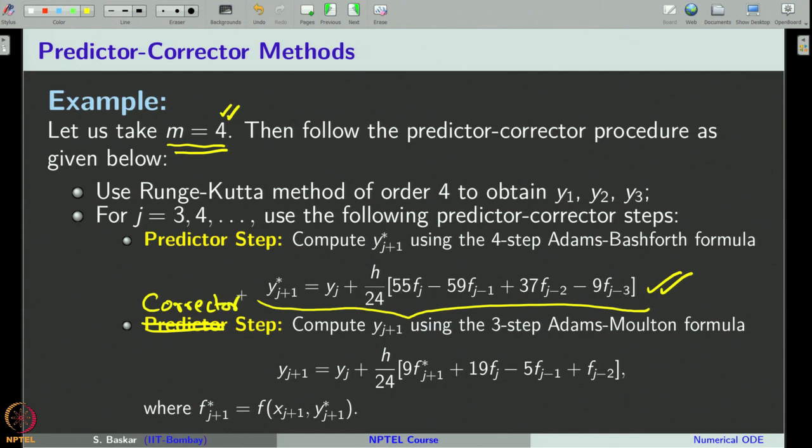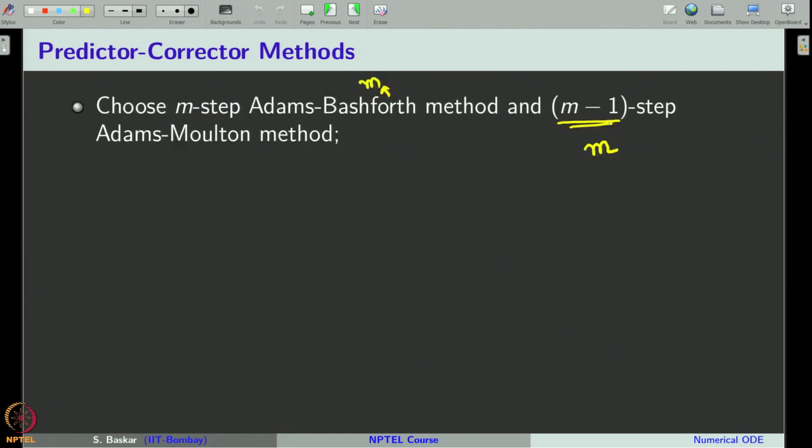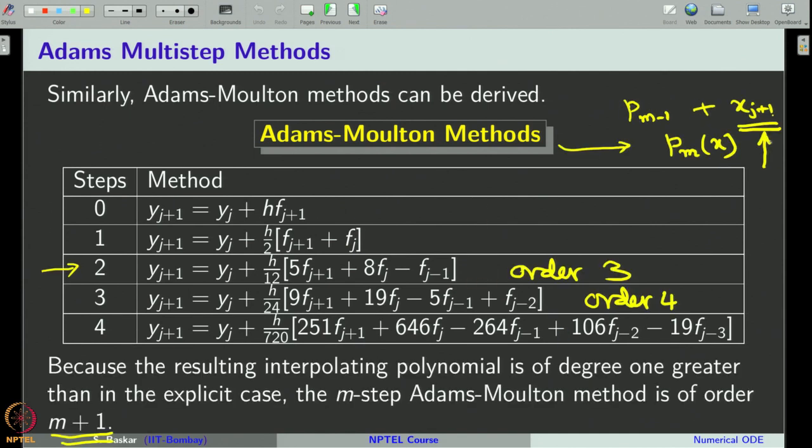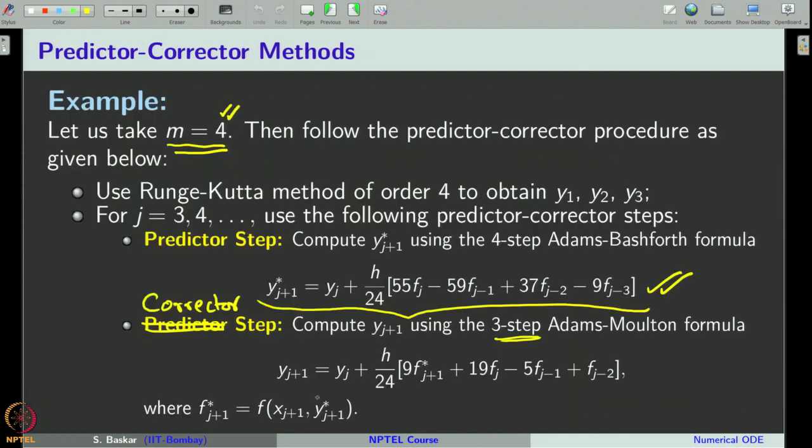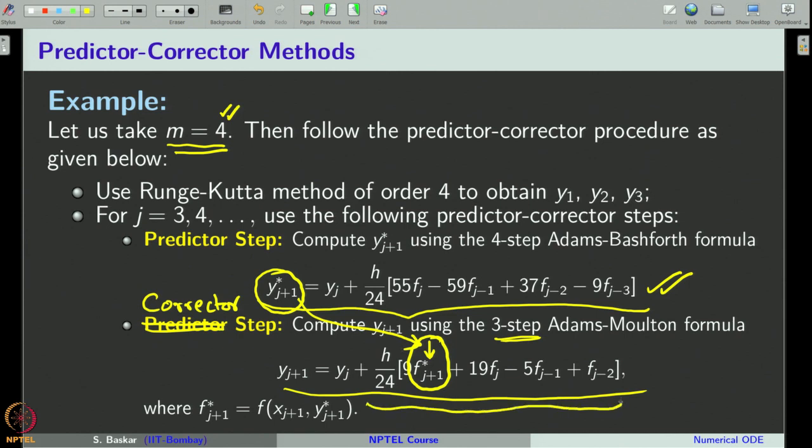For the corrector step, you have to take the 3-step Adams-Moulton formula. In order to match the order, you have to take one step less. That is, you have to take the 3-step Adams-Moulton method, and that is given by this formula. So, that will give you this formula, where the first term, that is the implicit term, is now obtained by plugging in the predicted value here, and thereby the right hand side now becomes explicit. So, you can get y_{j+1} without going for any nonlinear iterative method. So, that is the idea of the predictor-corrector method.